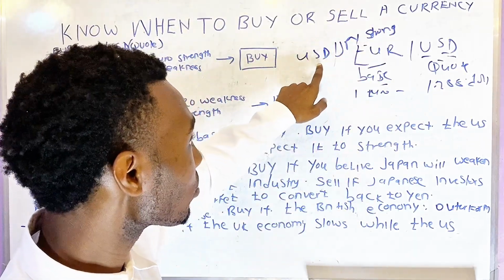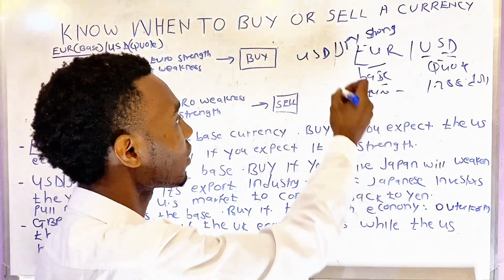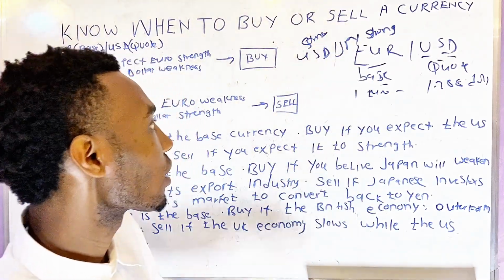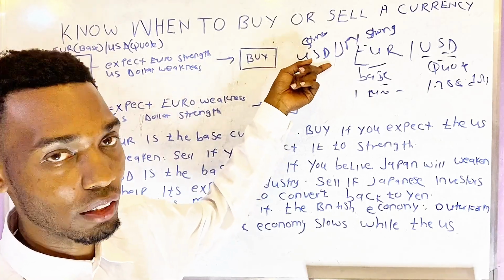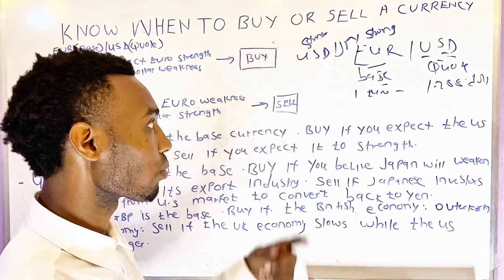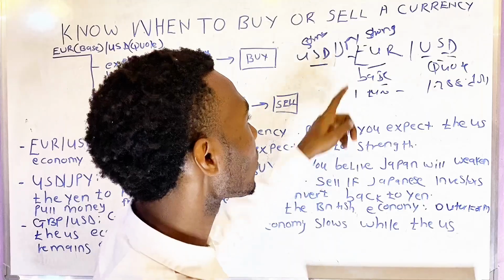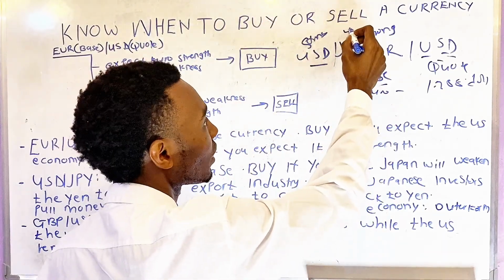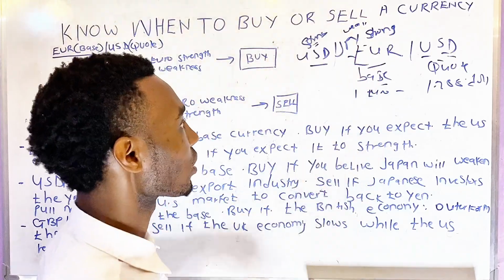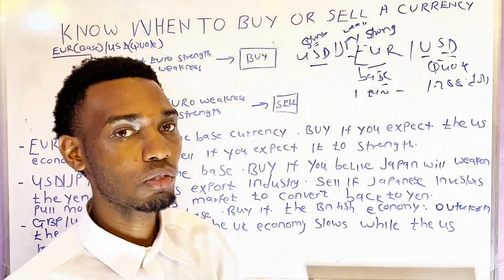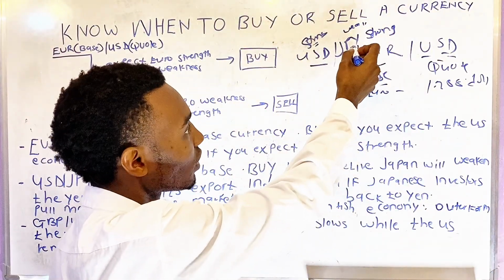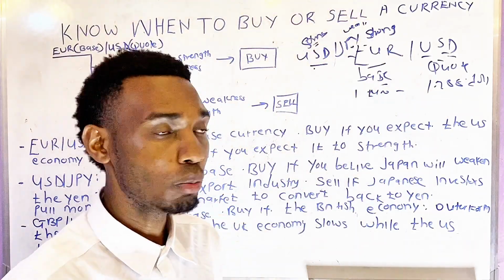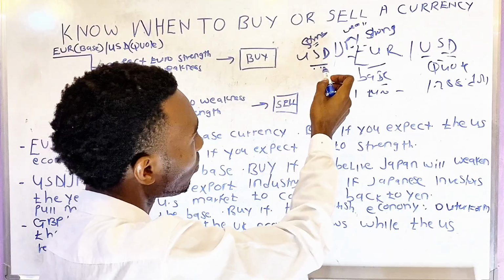If you see the US economy is strong compared to this one, you buy the USD. You compare this one to this. Now for JPY, if you see the economy of that country is weakened, maybe by the USA importing and getting things from there, when the Japanese come to get things from the USA, that economy is weak. So this one you buy because it is strong.